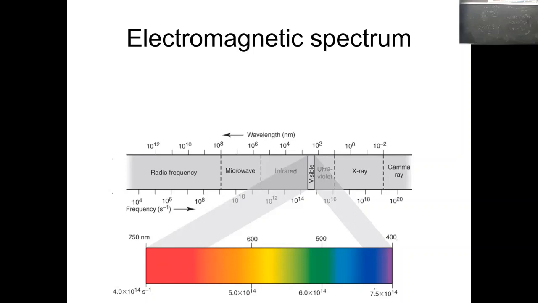But the frequency, which is listed at the bottom, is reversed. So we have smaller frequencies in the thousands among the radio waves and larger frequencies, 10 to the 20, up by the gamma waves. So wavelength and frequency go in opposite directions.